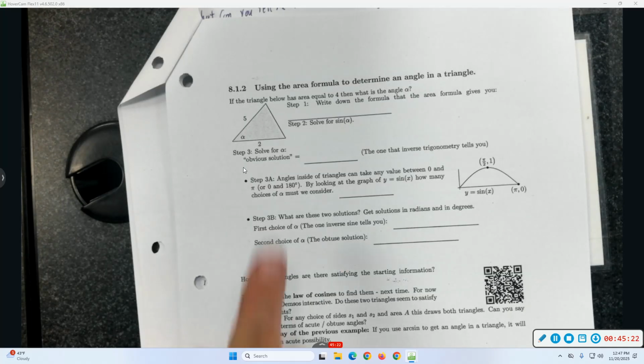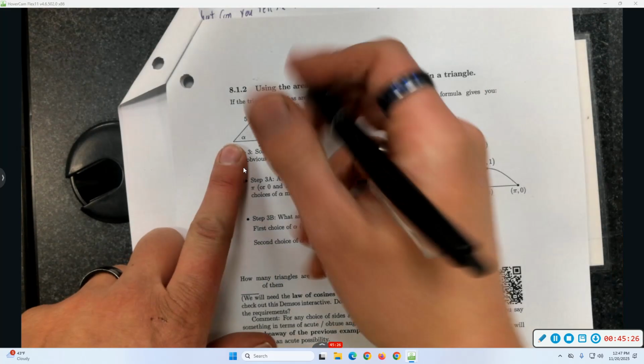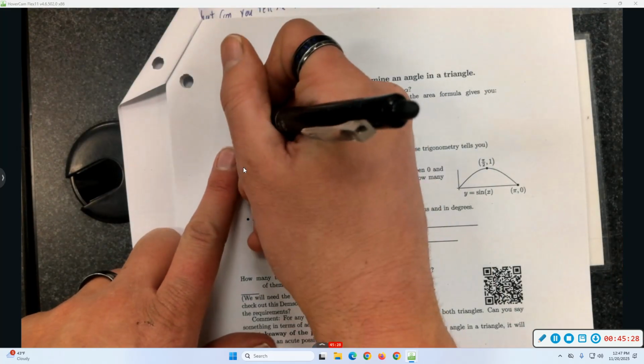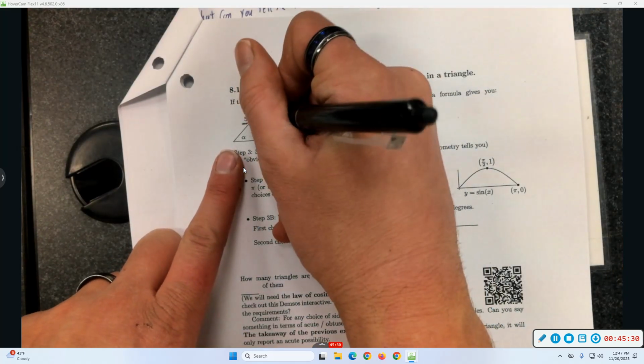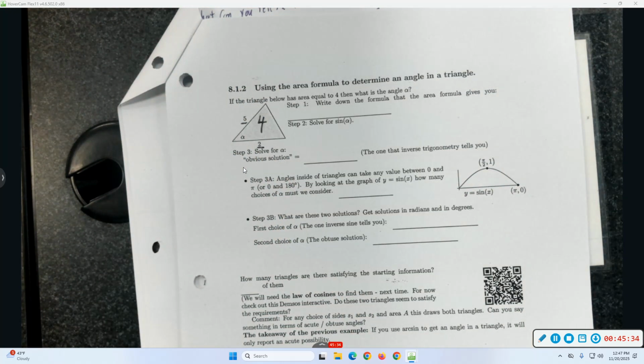So suppose I give you a problem like this. I tell you you have a triangle. It has a side length 2, a side length 5. The total area is 4. And I ask you to determine the angle at which 5 and 2 have to meet to make that happen. So what do you think? Could you do that?